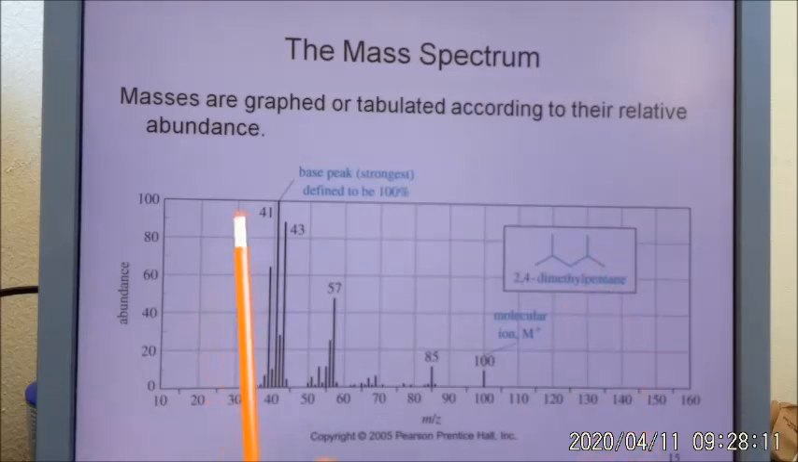Okay, what about 41? Well, I lost 2 hydrogens as well. So it may be one of the things that you could be losing is an alkene. Okay, so not only are you going to be losing radicals and forming just a pure carbocation, but you can lose a neutral small molecule. And if you do that, you'll form a radical carbocation as well.